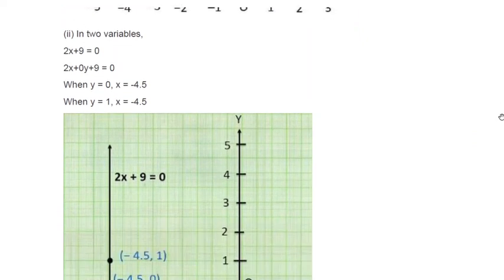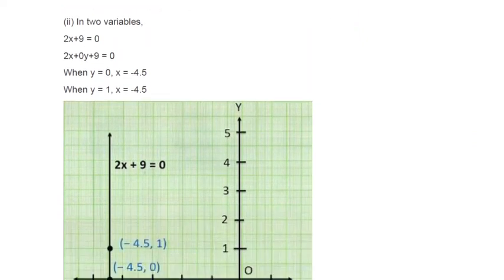Okay, now for two variables we need the x coordinate and y coordinate. Now the equation is 2x plus 9 equal to 0. Here there is no y, so we will have to write y: 2x plus 0 into y plus 9 equal to 0. We have a linear equation in two variables. Now x and y are there.